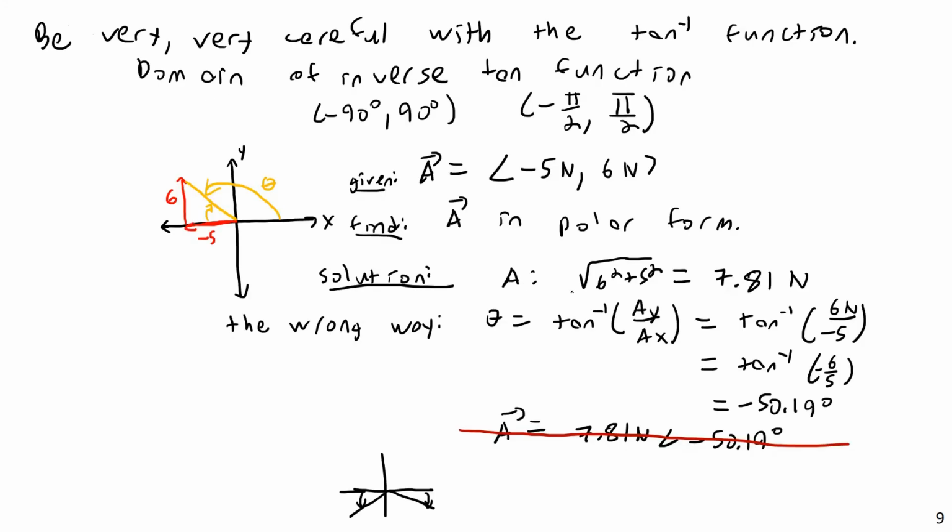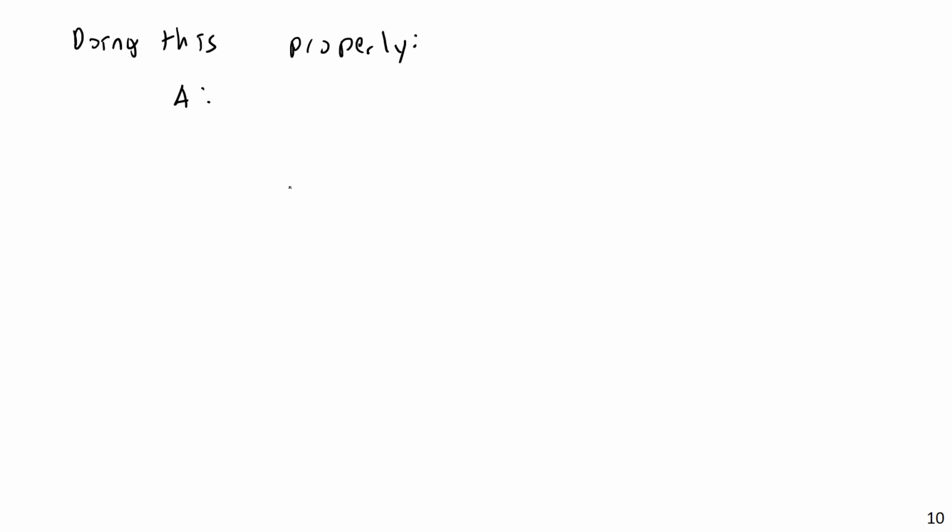So how do we do this the correct way? Doing this the proper way. And there are many ways to do it properly, but let me just illustrate one way to do it properly. The magnitude of A is not going to change. That's just going to be the same 7.81 newtons. Again, magnitudes are a very forgiving process. You can do them with negatives, and it's going to work out just fine.